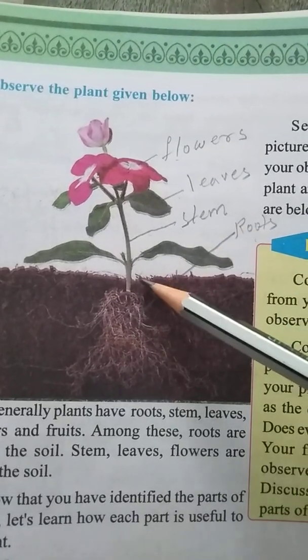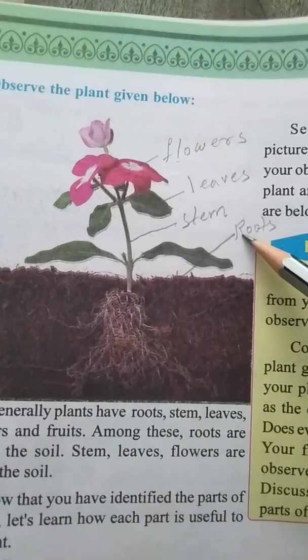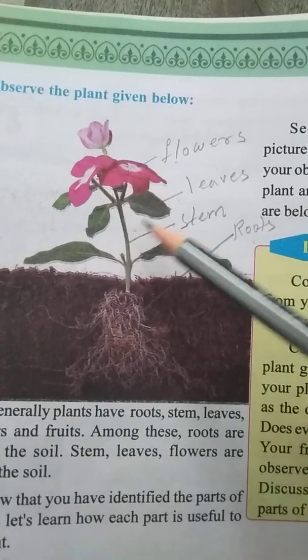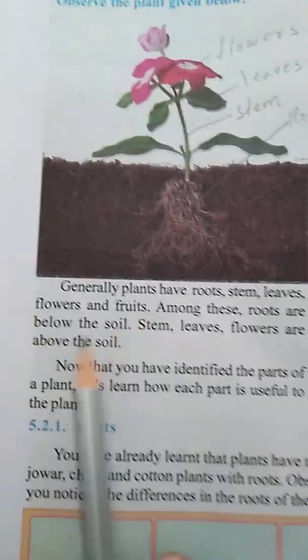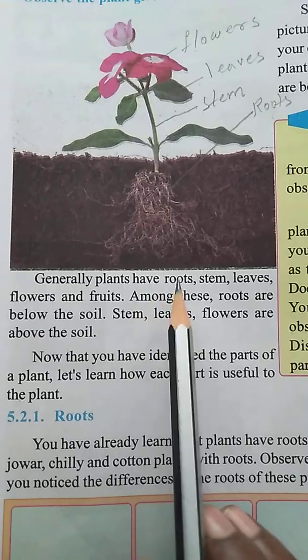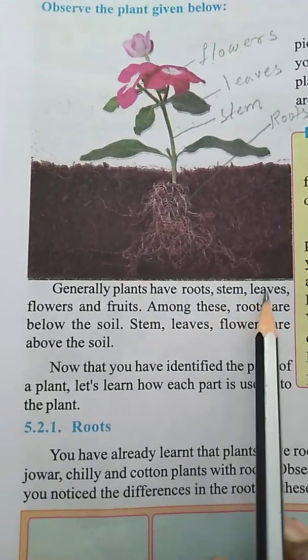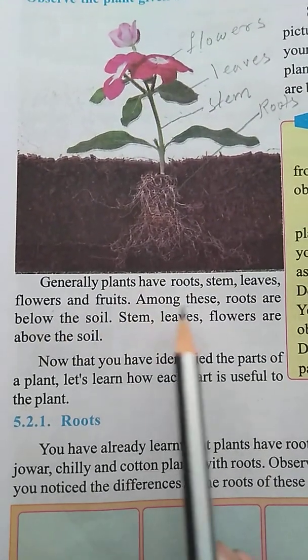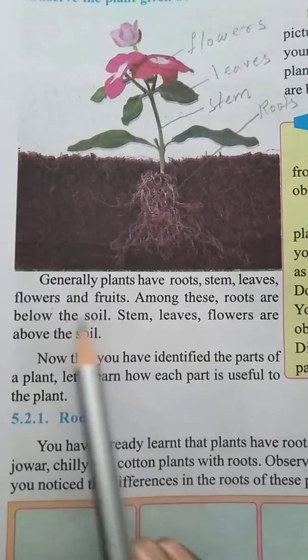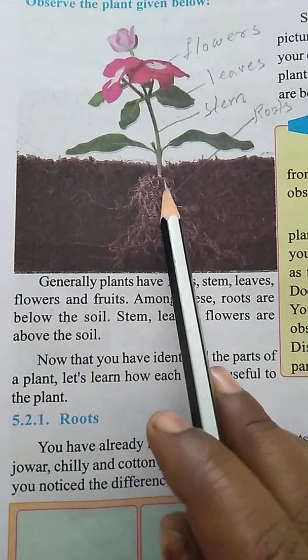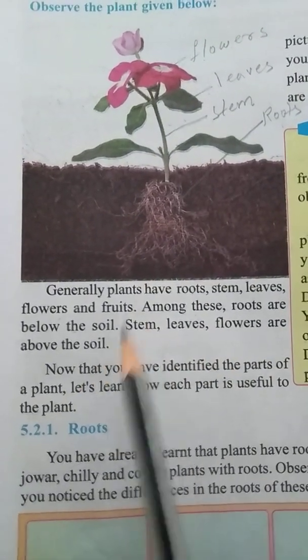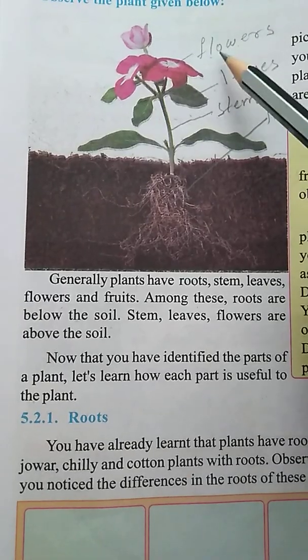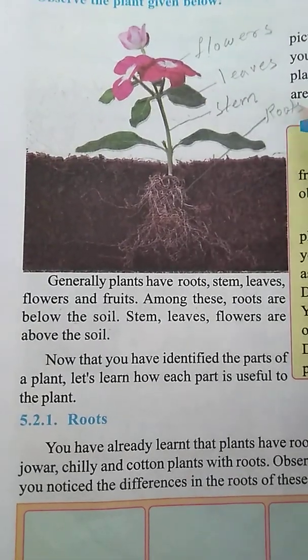So below the soil the roots are there, and above the soil the different parts, which are stem, leaves and flowers, are above the soil. Now see here. Generally plants have roots, stem, leaves, flowers and fruits. Among these, roots are below the soil. Stem, leaves and flowers are above the soil.